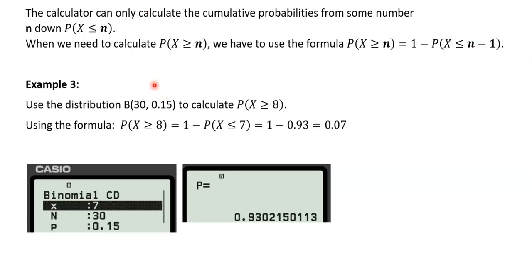So for example, when we need to calculate the probability that x is more than or equal to 8, we have to calculate first the probability that x is less than or equal to 7, which is, as you can see here, 0.93, and then you take this probability away from 1, which will give you 0.07. So the probability that x is more than or equal to 8 equals 0.07.